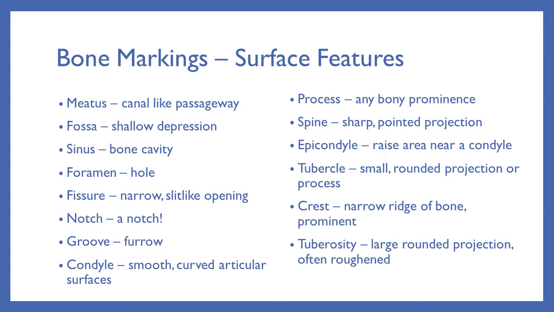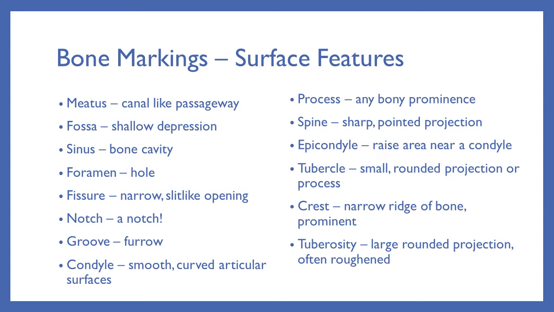When we're learning about the skeleton, you're going to see a lot of words you may not be familiar with, like meatus or fossa or tubercle. Now, all of these words, they're not just made up. They actually have Latin or Greek origins, and they describe surface features or bone markings.